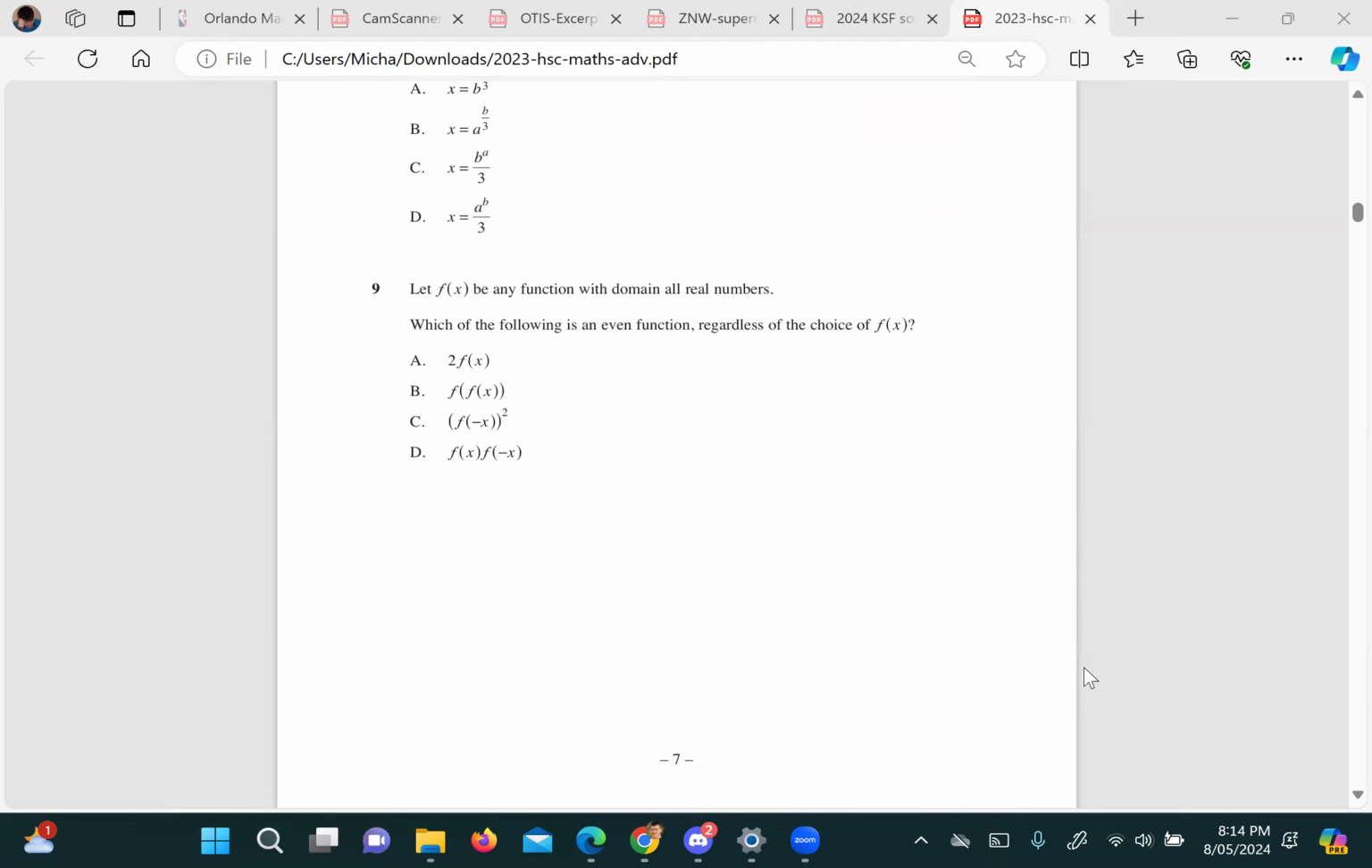So f of x is any function with domain all real numbers. Which of the following is an even function regardless of the choice of f of x? I guess in maybe a 2-unit advance, they're used to writing the f of x. When you do maths later, we just write f later. The actual f of x is kind of not the right notation because it's easy to get it confused with just one function value when you put in x.